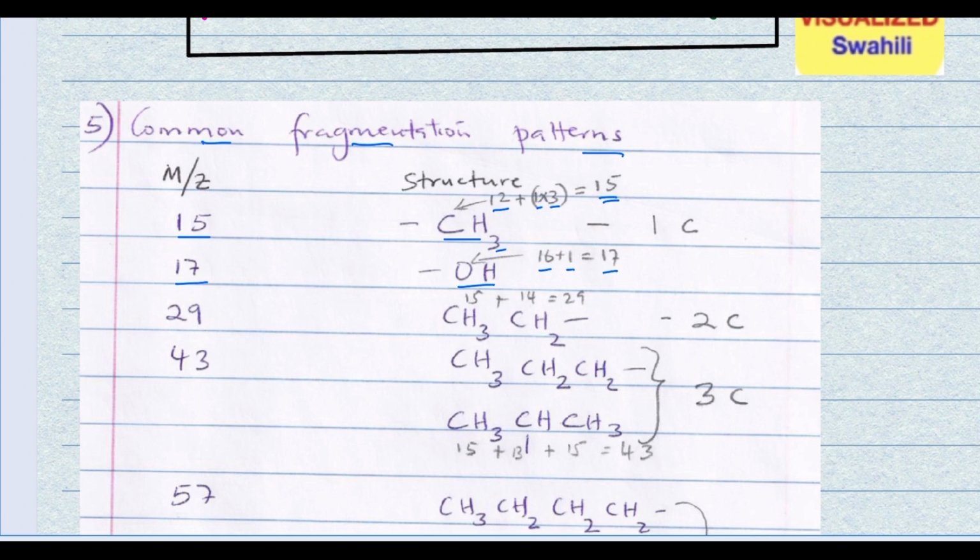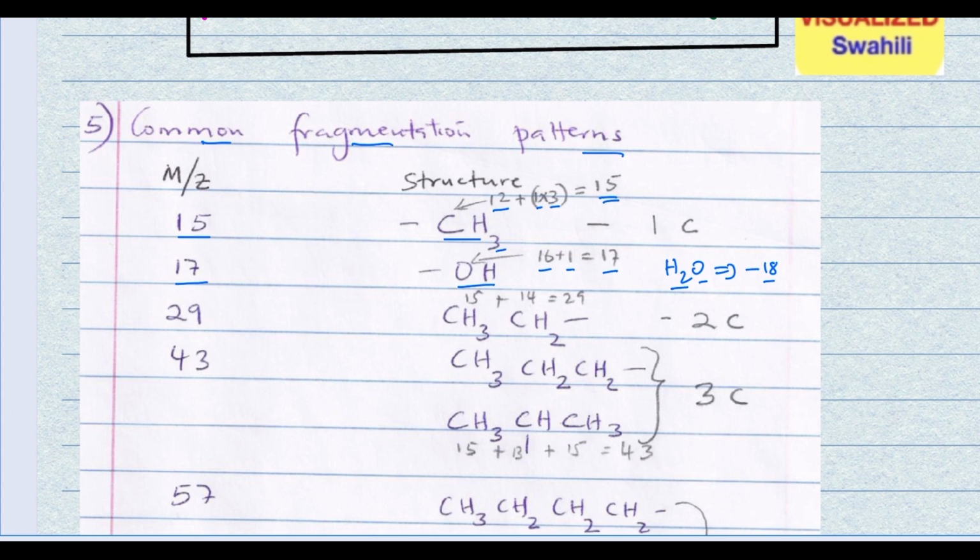Also, molecules that contain an OH group, like alcohols, can lose water, so they can lose H2O. And when that happens, you see a mass of minus 18 because hydrogen is 2 plus 16 gives you 18.